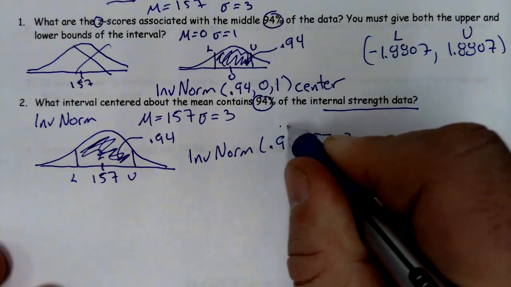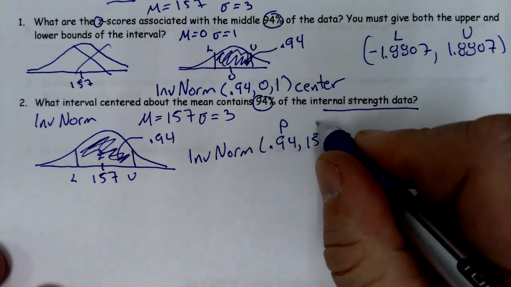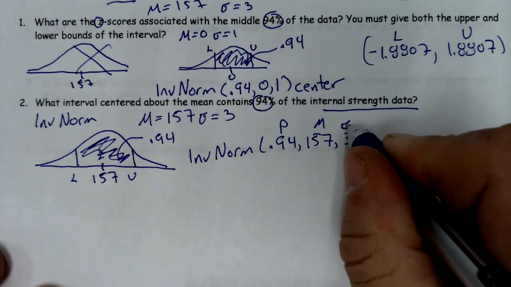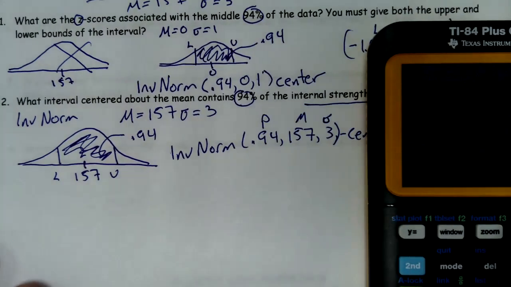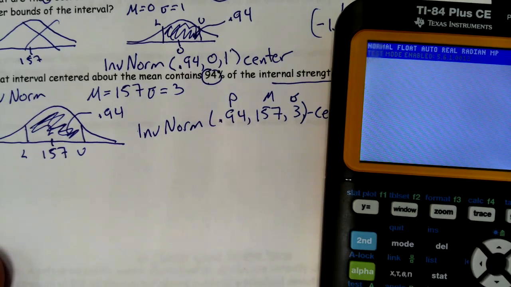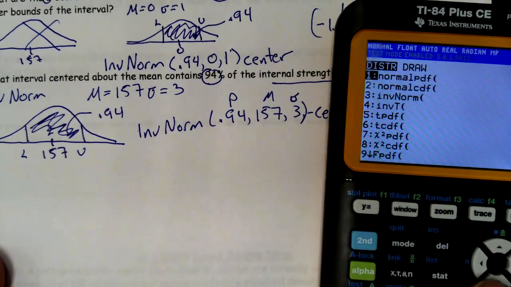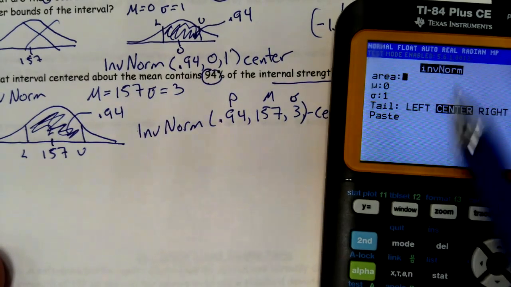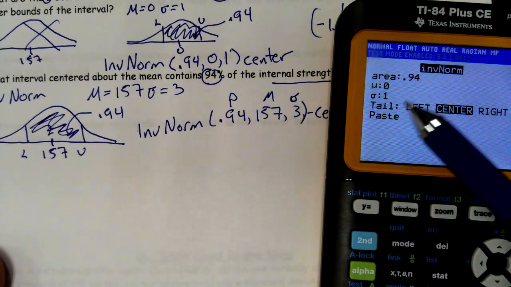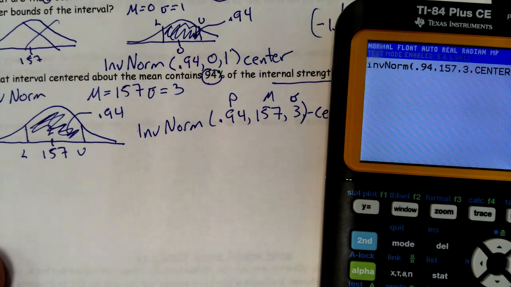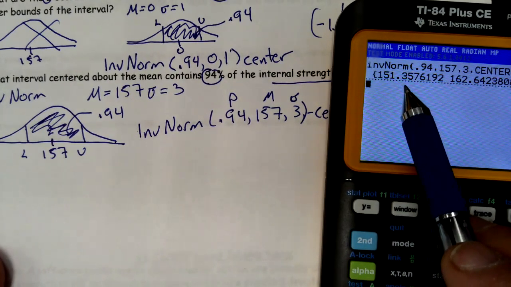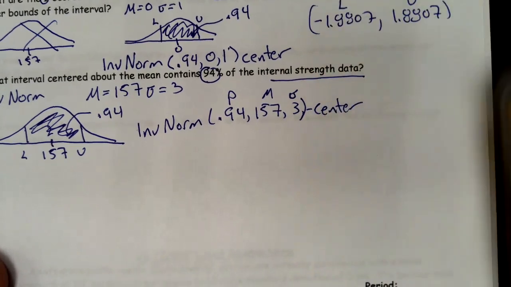So this is the probability or the area. This is the mean. This is the standard deviation. And we are centered. So let's go to the calculator and see what it comes up with. Second vars, inverse norm. The area is 0.94. Our mean is no longer 0. It's 157 because we're using the actual values. Our standard deviation is 3. We are centered. And we end up getting 151.35 and 162.64.